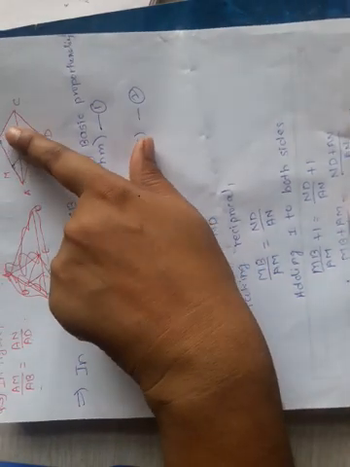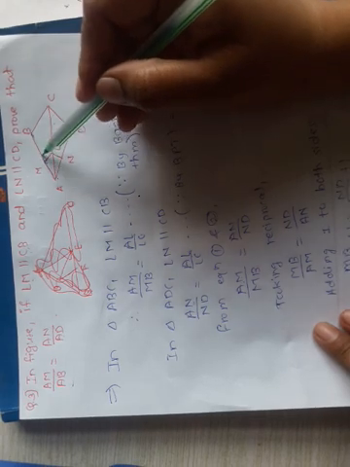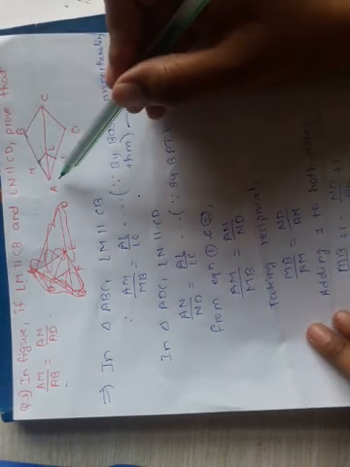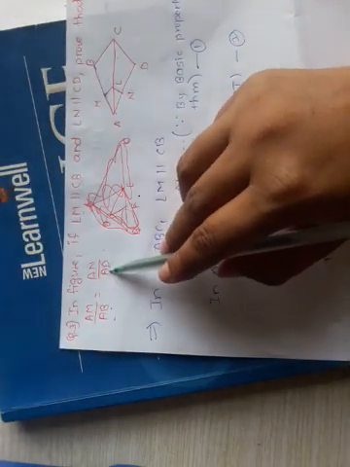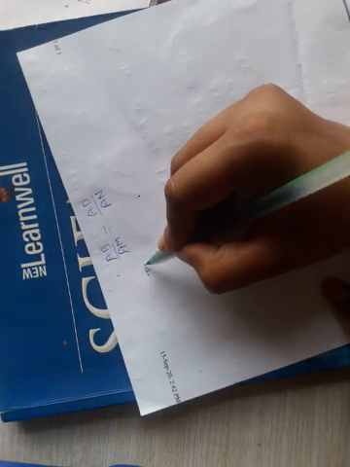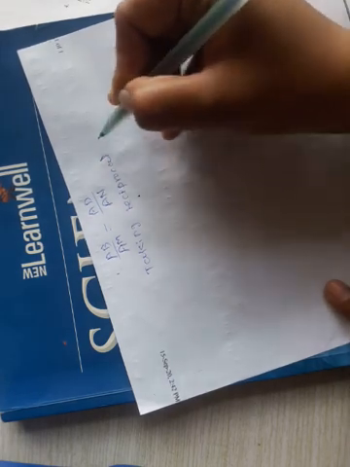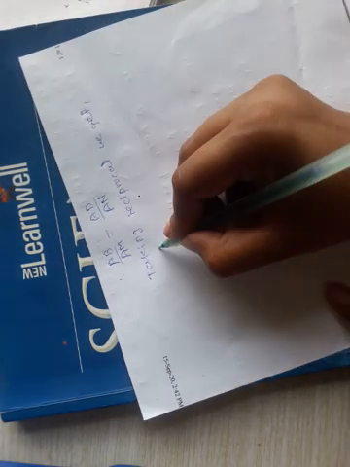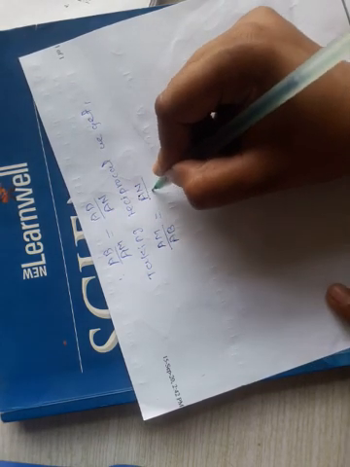This MB plus AM is nothing but our side AB, because AB is the addition of AM and MB, and AD is the addition of AN and ND. So we get the whole sides AB and AD, but we need AM upon MB is equal to AN upon ND. So we have to take the reciprocal again. Taking reciprocal, we get AM upon AB is equal to AN upon AD.